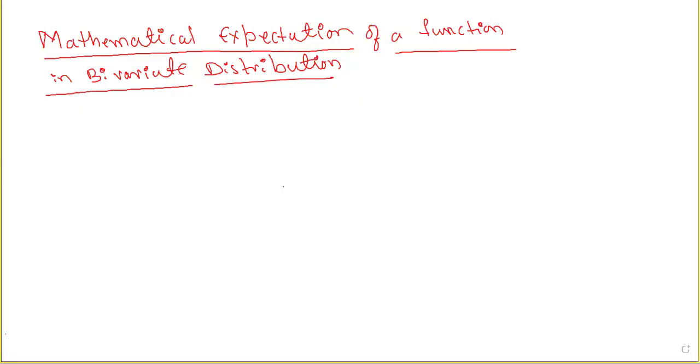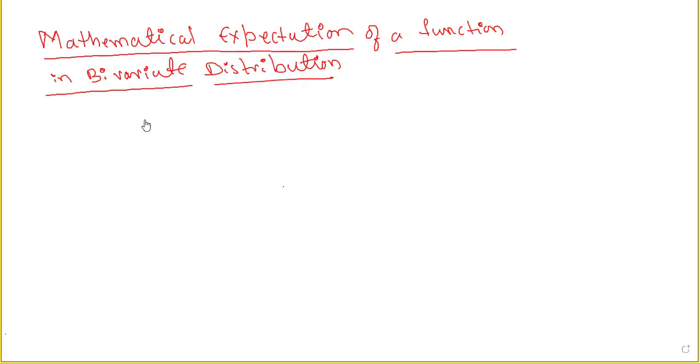So in today's class, we start with the mathematical expectation of a function in a bivariate distribution. In our regular classes, we saw what we mean by a bivariate distribution. That is nothing but a two-dimensional random variable: the distribution function, probability mass function or probability density function which has two random variables.